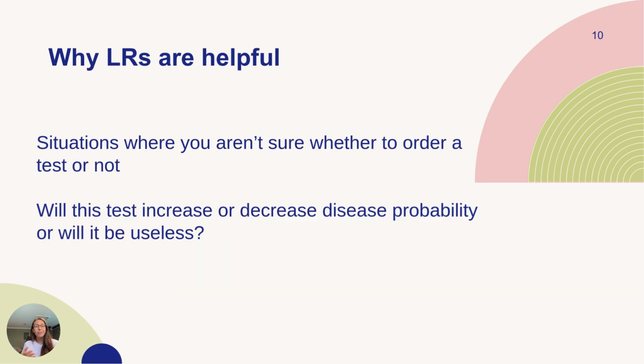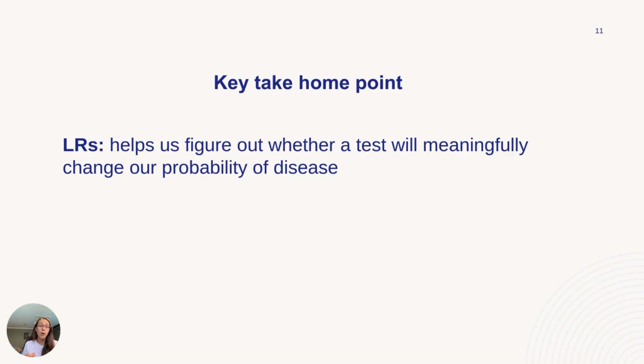So again, how are they helpful? In those situations where maybe you really aren't sure whether to order a test or not, and you're asking yourself, will this test actually decrease or increase disease probability? In those situations, I'm looking that stuff up. We're not expected to memorize all of these stats, but we do the best we can. The more we look up and the more we digest and reflect on our diagnostic reasoning and thinking, the more we'll understand what tests are good and what tests aren't good for certain situations. So key take home point: LRs help us figure out whether a test will meaningfully change the probability of disease before ordering that test, which is very useful.